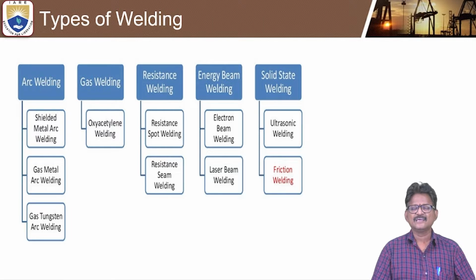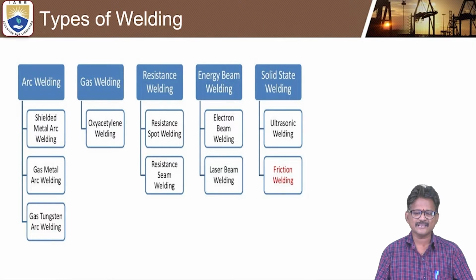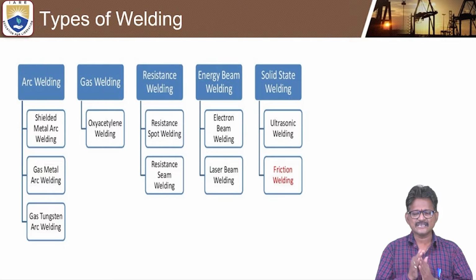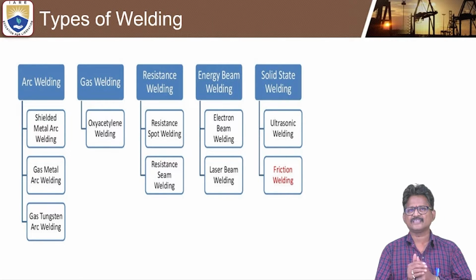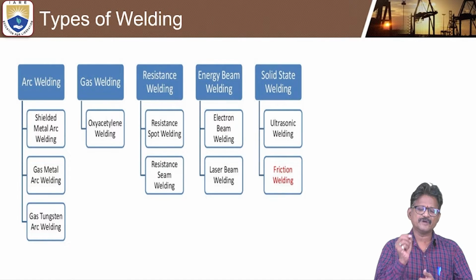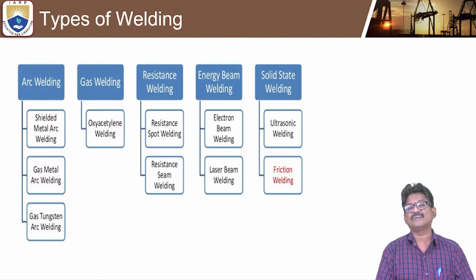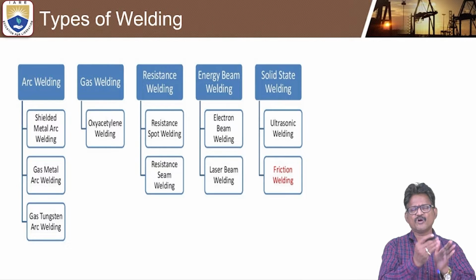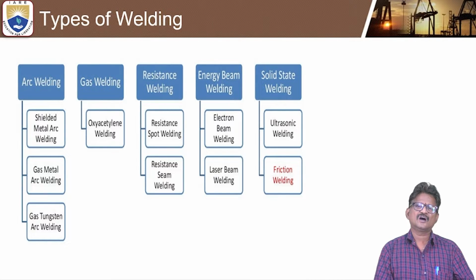Now let us see the classification of welding processes. Majorly, in general, welding can be classified into three major types: solid, liquid, and gases. Accordingly, you can subdivide it further. First and foremost is the arc welding process, which can be subdivided into shielded metal arc welding, gas metal arc welding, and gas tungsten arc welding. Arc welding is a traditional process. Wherever you go, even small workshops use the arc welding process.